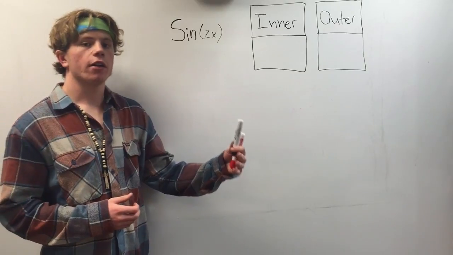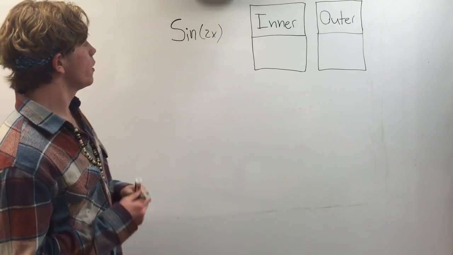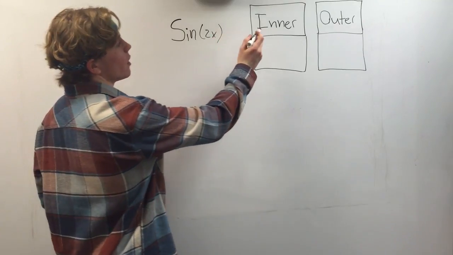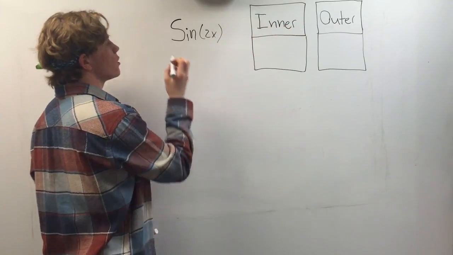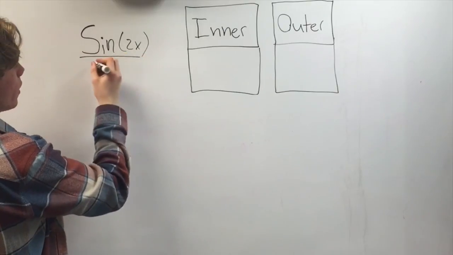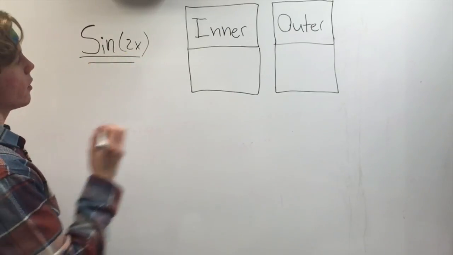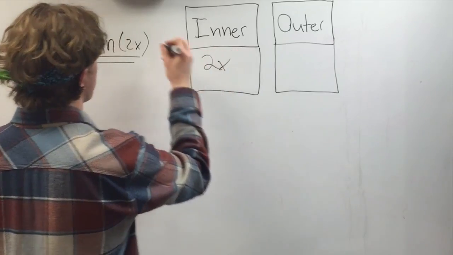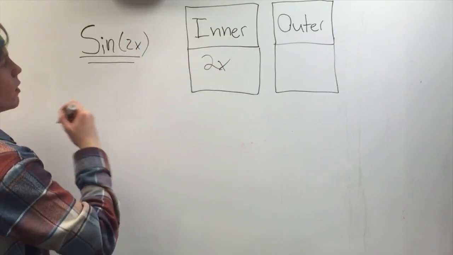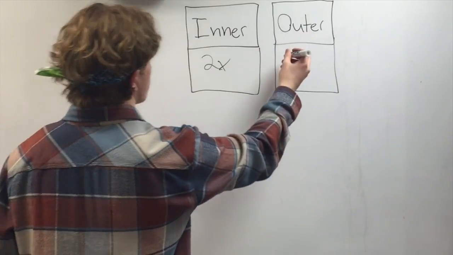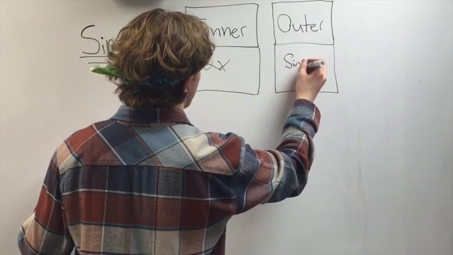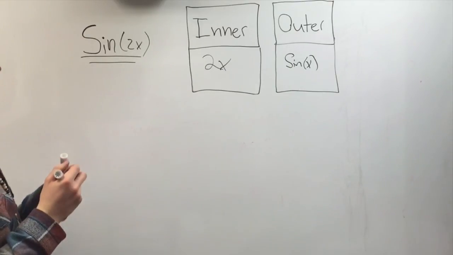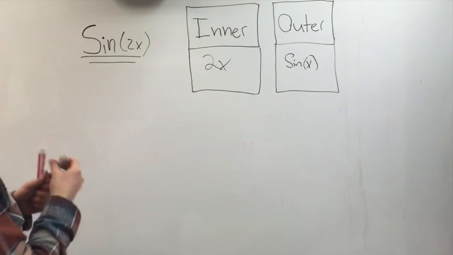As Professor Aguilar taught you before, with the chain rule we like to split it into two components. So we can split it into the inner function and the outer function. So in this problem, sine of 2x, we're going to split it into the inner and outer function. So in this one, the inner function is 2x, as you can see here within the parentheses. And the outer function is sine of x. Now that we've split them into two components, we can derive this.